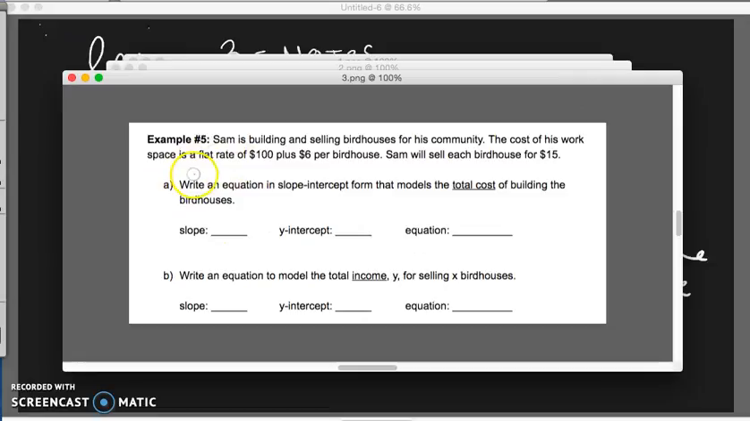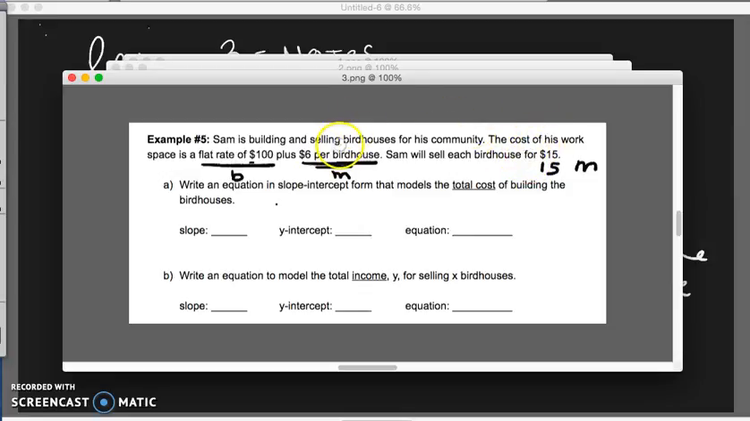All right, example number 5 says, Sam is building and selling birdhouses for his community. The cost of his workspace is a flat rate of $100. So there's your flat rate. So that could be your y-intercept, plus $6 per birdhouse. So that's just for him to build those birdhouses. He will sell each birdhouse for $15. Now, this could also be your slope, but that's when he sells them.